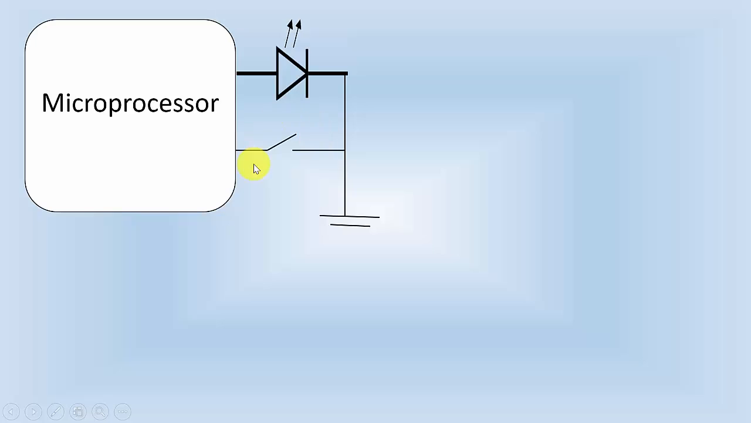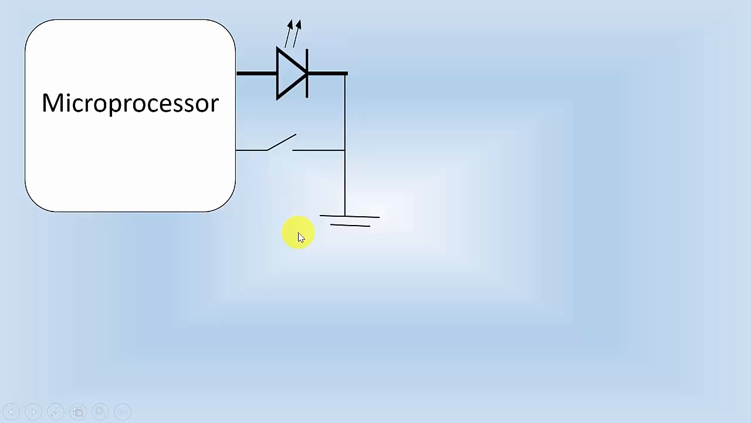Continuously, it will observe this switch, and when this switch is closed, then this LED will be on. The whole operating system will examine this switch, and when the switch is closed, the LED will be on. Okay, this is the behavior of the microprocessor.